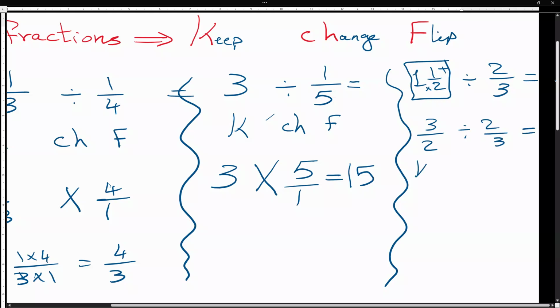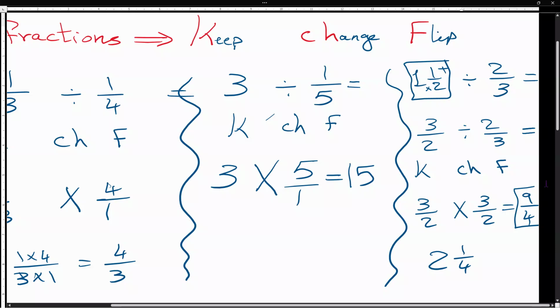Again, follow the same rule, keep, change, flip. I'll keep the first one as it is, change the division to multiplication, and flip this upside down to 3 halves, which is 9 out of 4. And that's it. Actually, you can convert it back to a mixed number. How many 4s in 9? 2, remaining 1 out of 4, so it's 2.25.